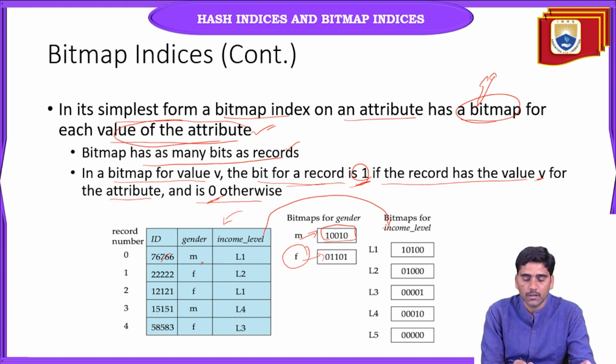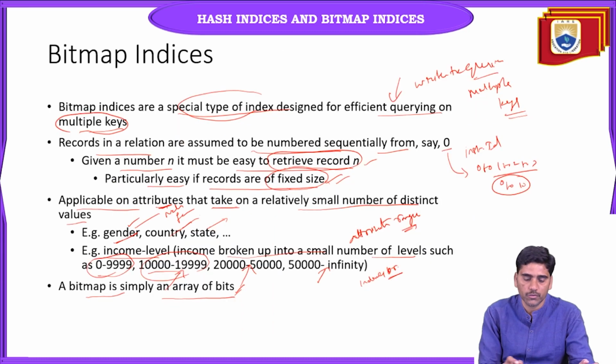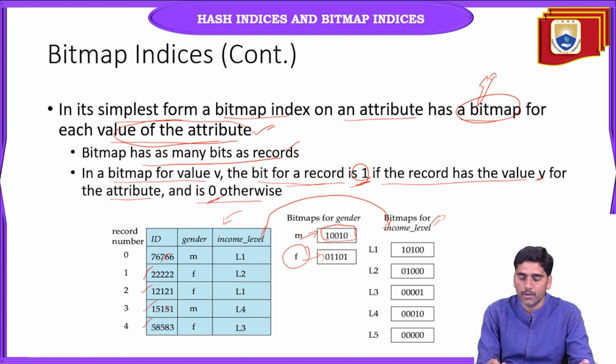Here are the record numbers and IDs, such as 7666 and 2222; each of these is one ID. So we create bitmaps with the gender attribute, and for all these records the income level is added here. Income level is processed as bitmaps, and bitmaps are nothing but arrays of bits.